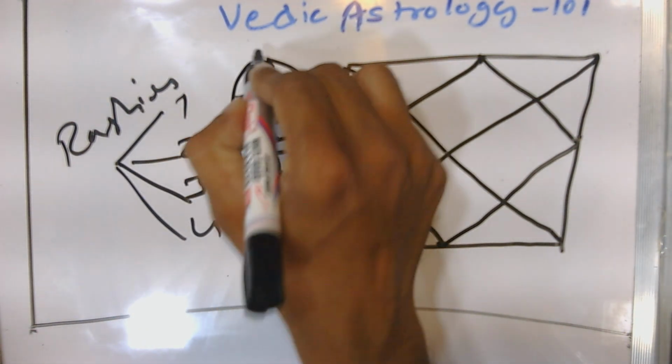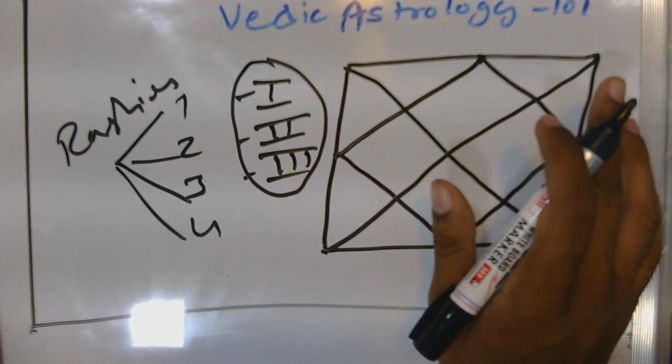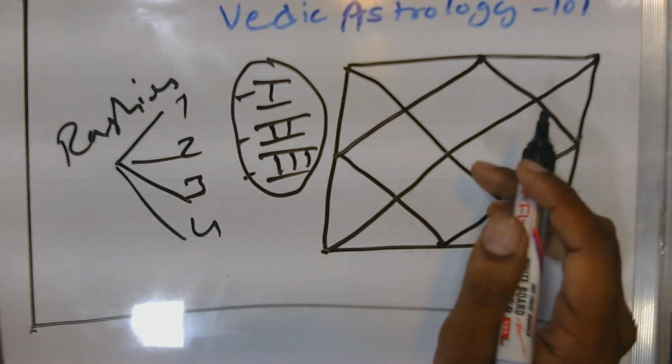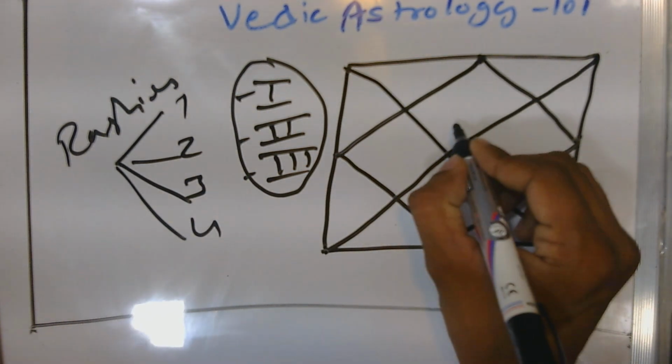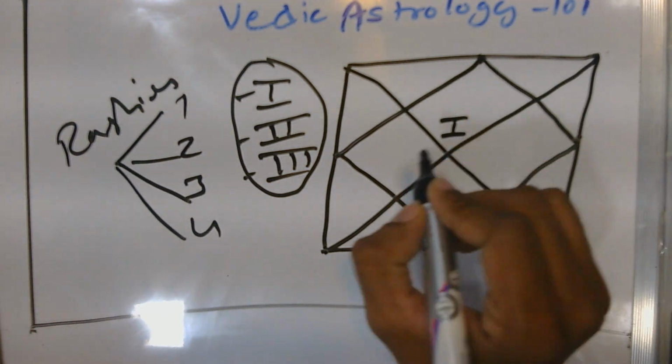These Roman numerals are generally not written in anybody's horoscope. It is already assumed, and that's why it is not written. So for our understanding purpose, we are going to write them now.